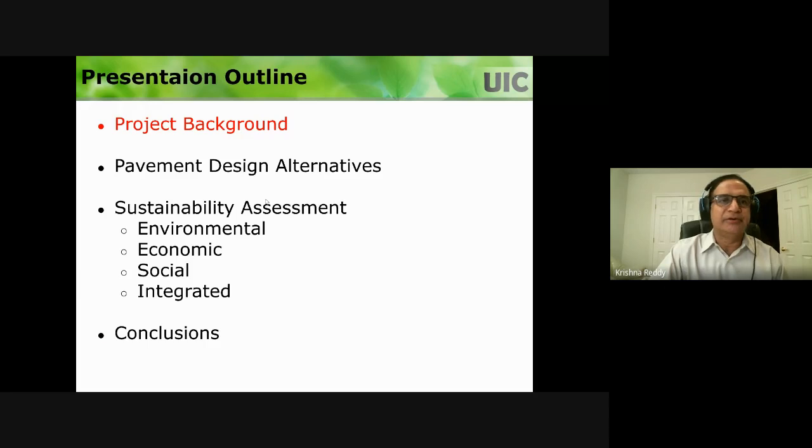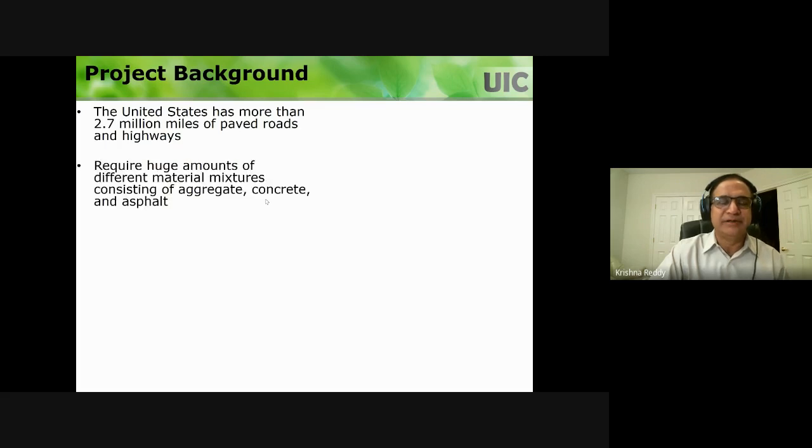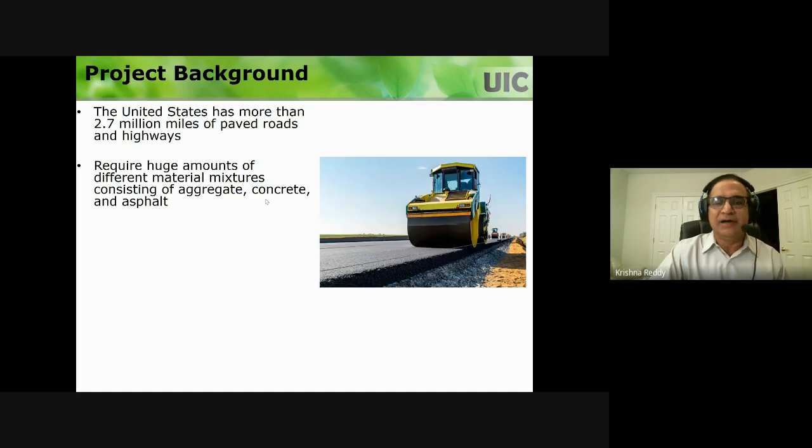So let's talk about a project that we were interested in working on. And this is regarding pavements. As you may or may not know, the United States has 2.7 million miles of paved roads and highways. It's a pretty extensive network of highways. And they require huge amounts of different material mixtures consisting of aggregate, concrete, and asphalt. And a lot of the infrastructure that we have, all these roads and highways, was built a long time ago.